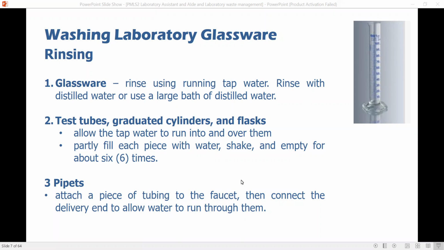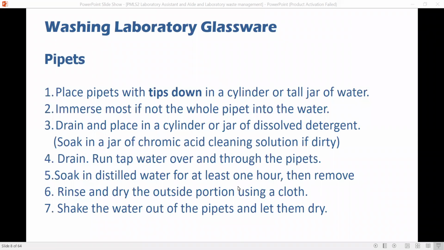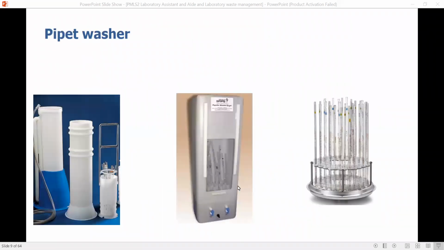Now for pipettes, mahirap yung pipette natin hugasan, so may mga pipette washers tayo, like this one. Ito yung pipette washer natin. Lagay mo lang dyan yung pipettes mo, and then lalagay mo dito, and then lagay mo sa faucet. May mga iba-ibang klaseng pipette washers.